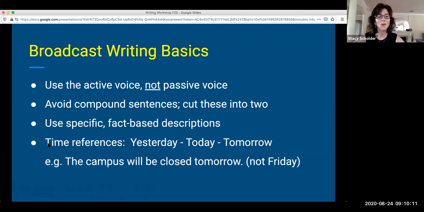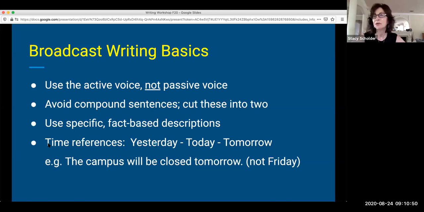You want to use the active voice, not the passive voice, especially when you know who's doing the action. So if DPS has just gone and ended a house party on the row, you would want to say DPS officers broke up a house party on 28th Street, versus a party was broken up on 28th Street by DPS. Okay, so you want to use the active voice, especially when you know who's doing the action. Again, compound sentences, cut them in two, right? It's just easier to digest the information when you hear it in shorter sentences.